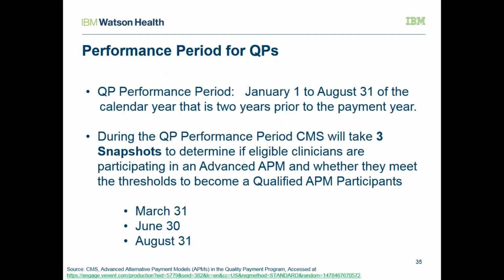Then you're in 2019, which of course is our first year of payment reform on this program. You will have a payment adjustment based on how your advanced APM performs, plus you'll also have a plus 5% lump sum payment. So how is CMS going to decide whether you're in or out of that advanced APM? They're going to take a snapshot three times: March 31st, June 30th, and August 31st. They're going to determine if you're eligible clinicians.